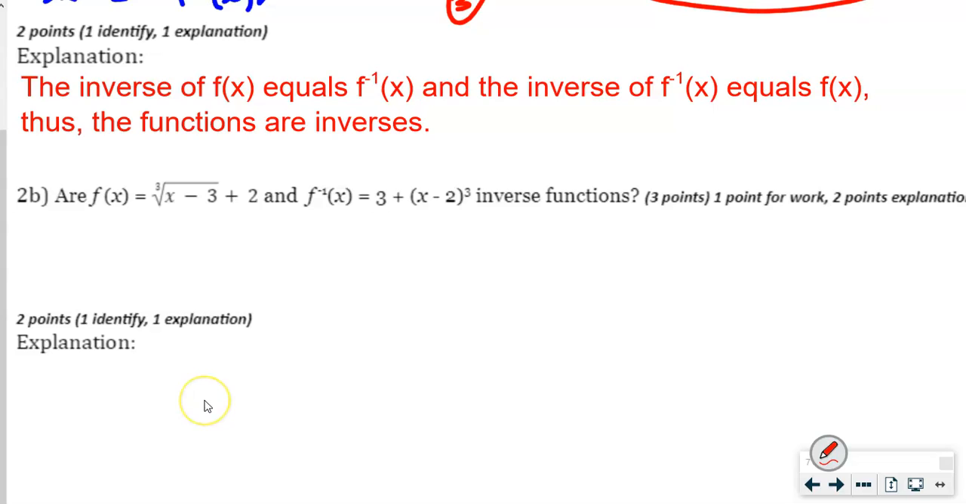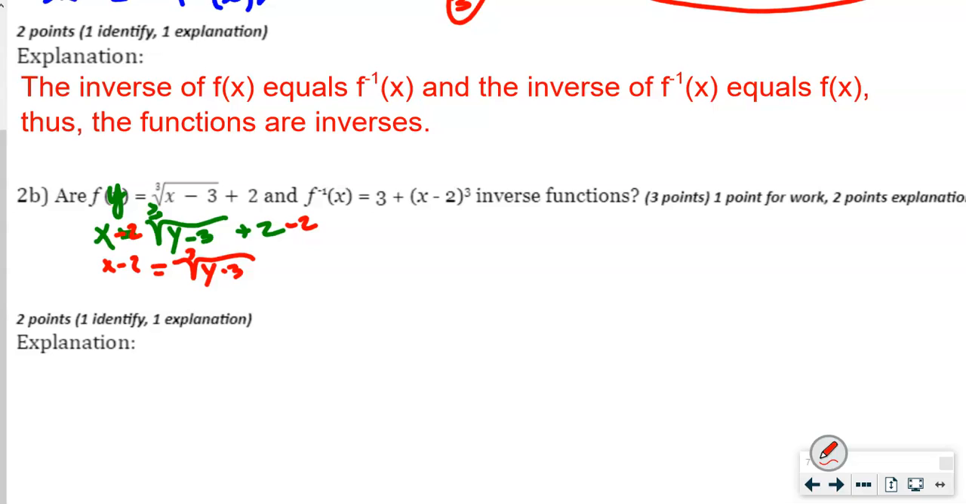So this one, again, we're going to just solve for the inverses, and then we're going to see if they are equal to each other. So that's our y again. So we're going to put an x there. So x equals the cube root of y minus 3 plus 2. So we're going to have to subtract 2 from both sides. So that's going to be x minus 2 is equal to the cube root of y minus 3.